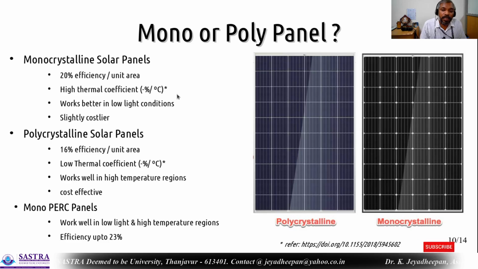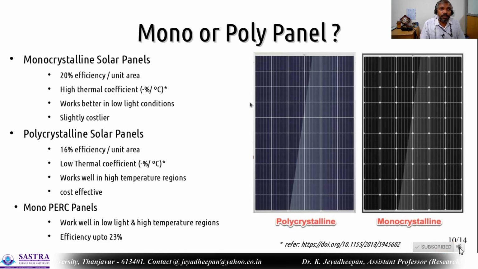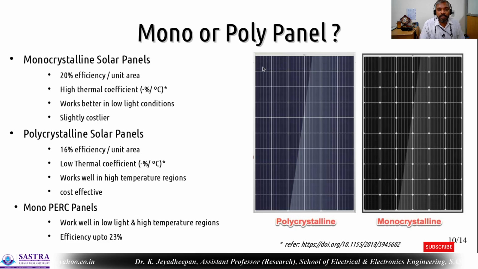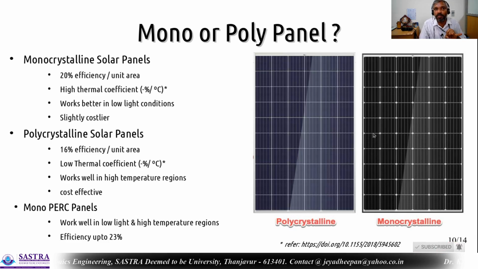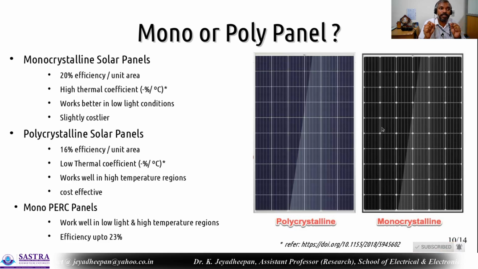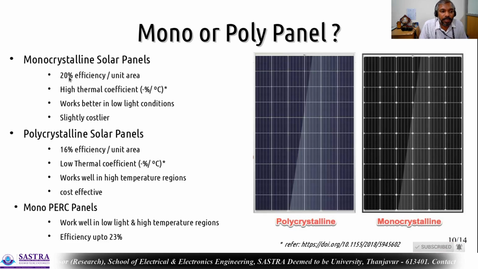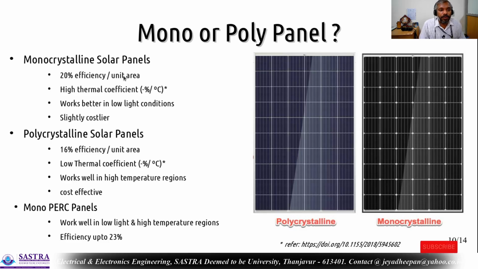So for example, if you are purchasing one panel having 330 watts, 330 watts mono and 330 watts poly, what would be the difference between them? A 330 watt polycrystalline panel and a 330 watt monocrystalline panel will both give you the same current and voltage. Then what will be the difference? The same 330 watt monocrystalline panel will be somewhat smaller in area. The area will be somewhat lesser than the polycrystalline panel. That is the main thing, right? That's why I told you 20% efficiency per unit area.